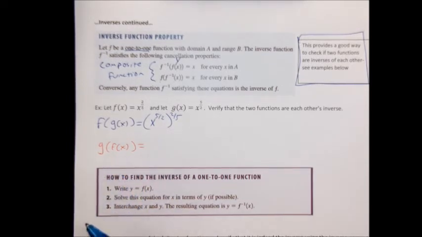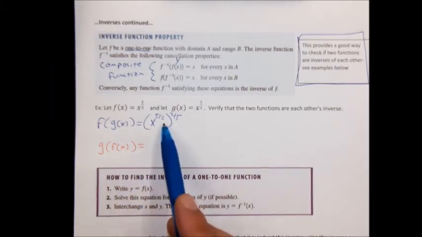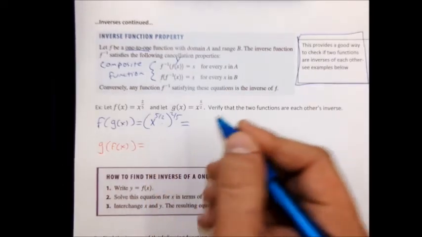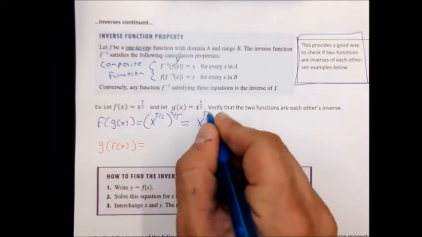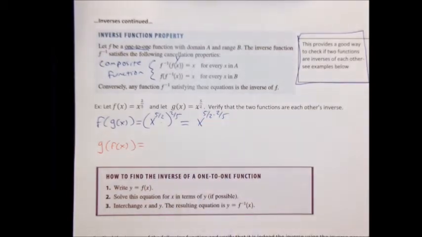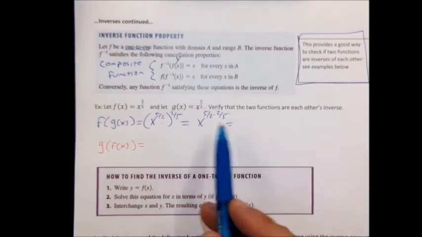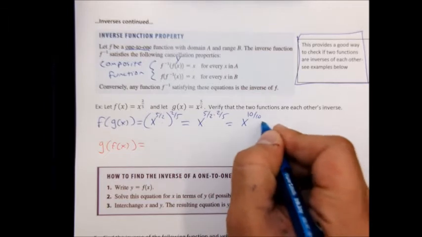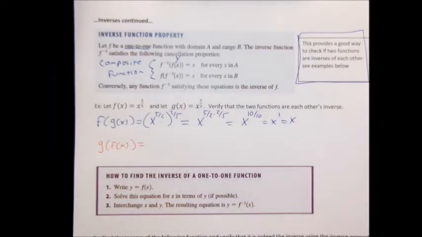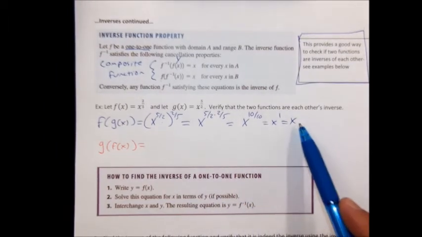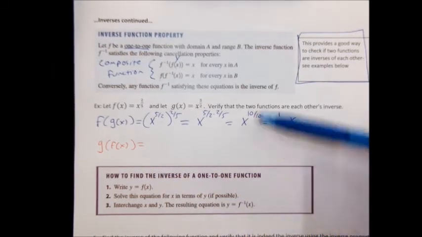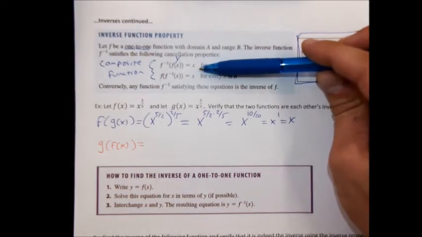Is that part okay? So that's from the composite function section. And now it's an exponents problem. We have an exponent raised to an exponent. What do you do in that situation? Yeah, we multiply those things. So we get 5 halves times 2/5. And when we multiply fractions, we just multiply straight across the top. And so we get x to the 10 over 10, which is x to the 1, which is x. And so that's a good indication. We plug one function into the other one, and things simplify down to just x. And so, so far, it's meeting this inverse function property.